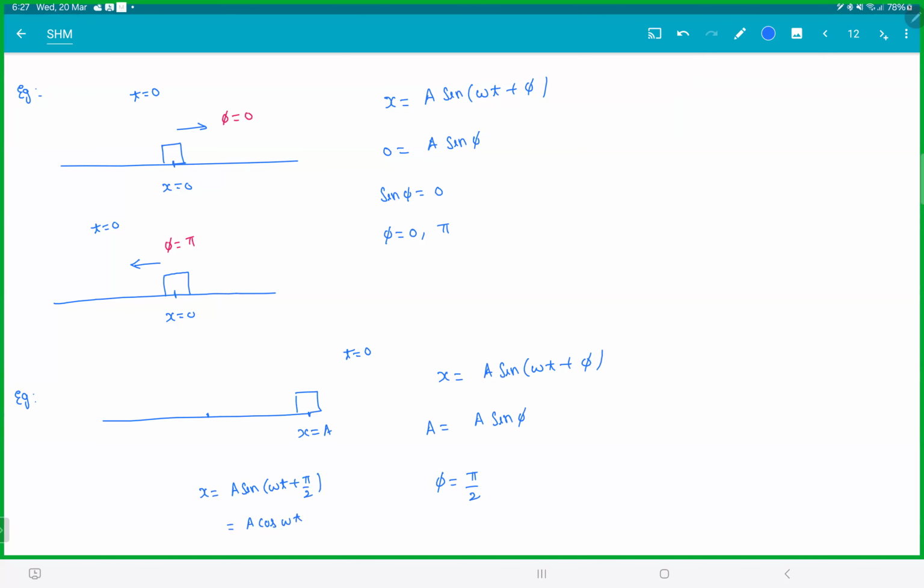The same way, if the particle is starting here at x is equal to minus a at t is 0, you end up with minus a is equal to a sine omega t plus phi. We get sine phi is equal to minus 1. Remember, the value of phi should always be between 0 to 2 pi. So it is 3 pi by 2. Making sense? Then it comes back to 0 again, it is 2 pi.